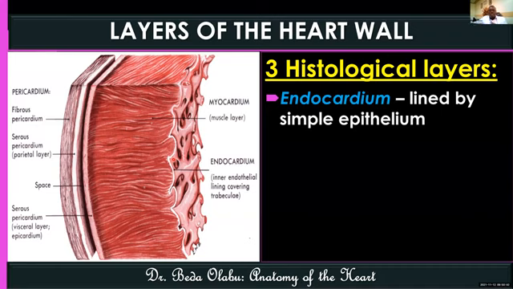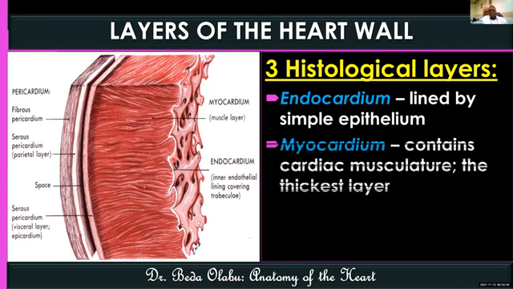And remember, the endocardium forms a barrier between the chambers of the heart and the heart wall. Endocardium is also the one that forms the valves of the heart. The middle layer is called the myocardium. Myocardium contains cardiac musculature, and usually is the thickest layer. Of course, we mentioned that the wall thickness of the left ventricle is even more than the wall thickness of the right ventricle.